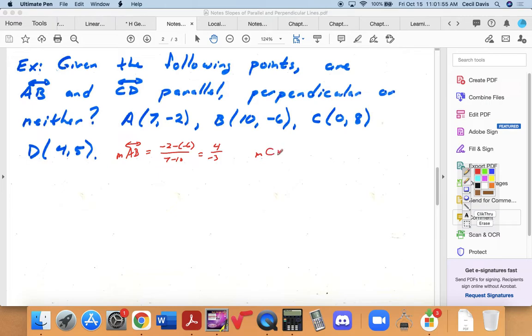The slope of CD would be 8 minus 5 over 0 minus 4. That's 3 over -4. So are these parallel, perpendicular, or neither? Neither. They are neither, because the signs are the same. They are reciprocals of one another, but they're not opposite reciprocals.